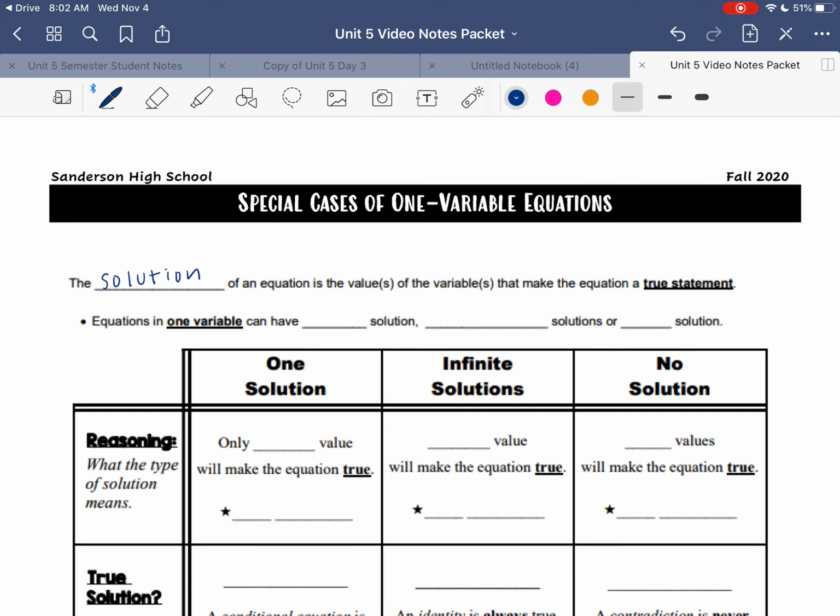There's three different things that can happen. Equations can have one solution, which is what we've seen so far, but they can also have what we call infinite solutions, or they can have no solution at all. So there's three different scenarios of things that can happen, and we'll go through an example of each one today and why that happens. So let's start with the one solution.